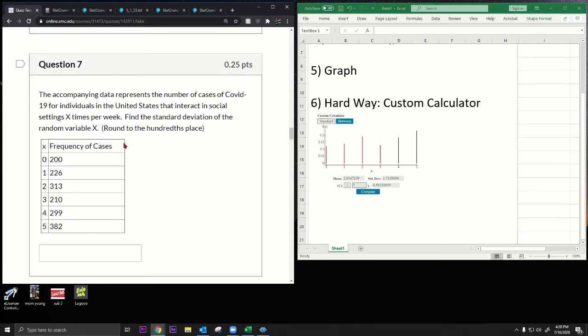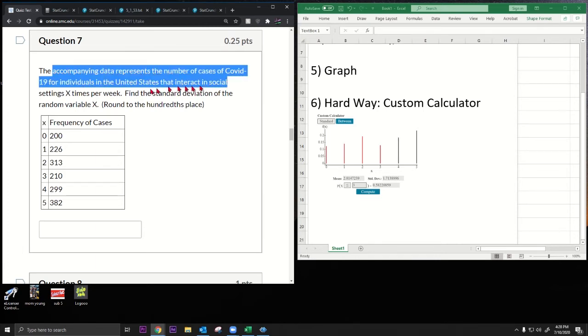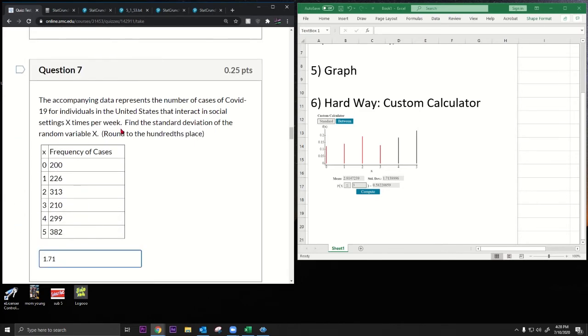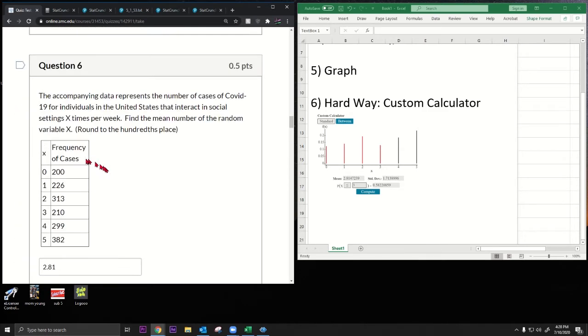Alright. Number 7. The accompanying data represents the number of cases. Is this the same question? Find the standard deviation of the random variable x. Same question. Okay, then we have the answer, 1.71. There you go. That's done. Both of those questions done, right? Find the standard deviation of the random variable x. Yeah, because we created the probability distribution, so that works.